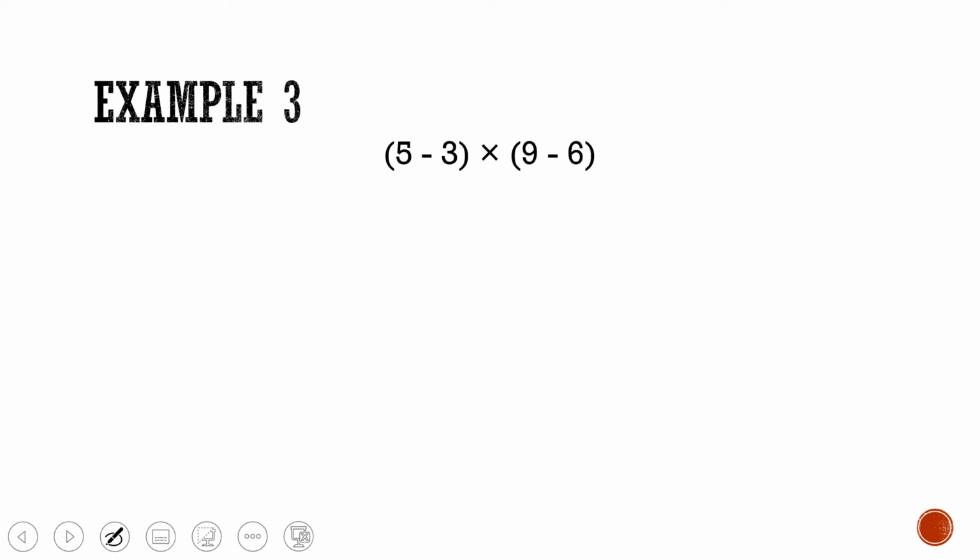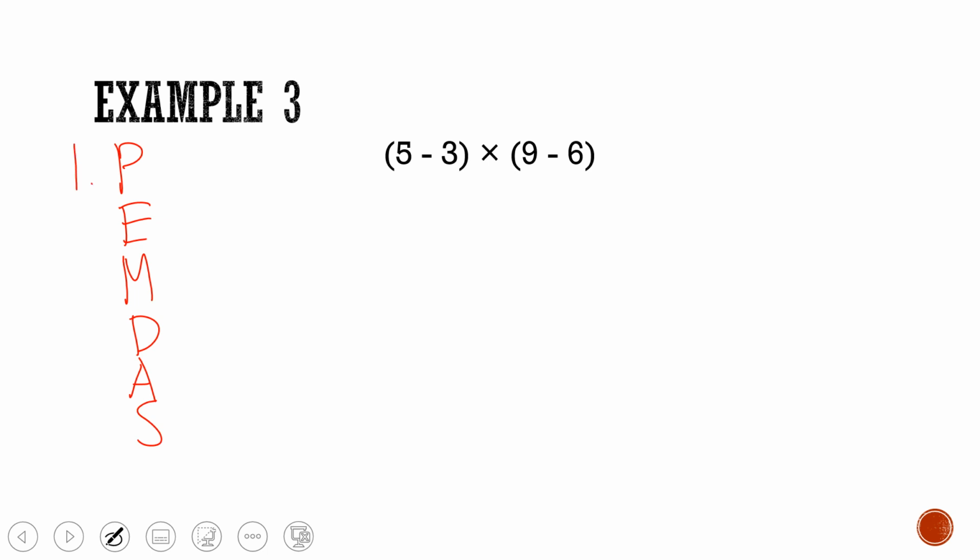Okay, let's do one more example. This one is a little simpler actually. We have 5 minus 3 times 9 minus 6. So I'm going to write down our steps. There we go. PEMDAS. Okay.